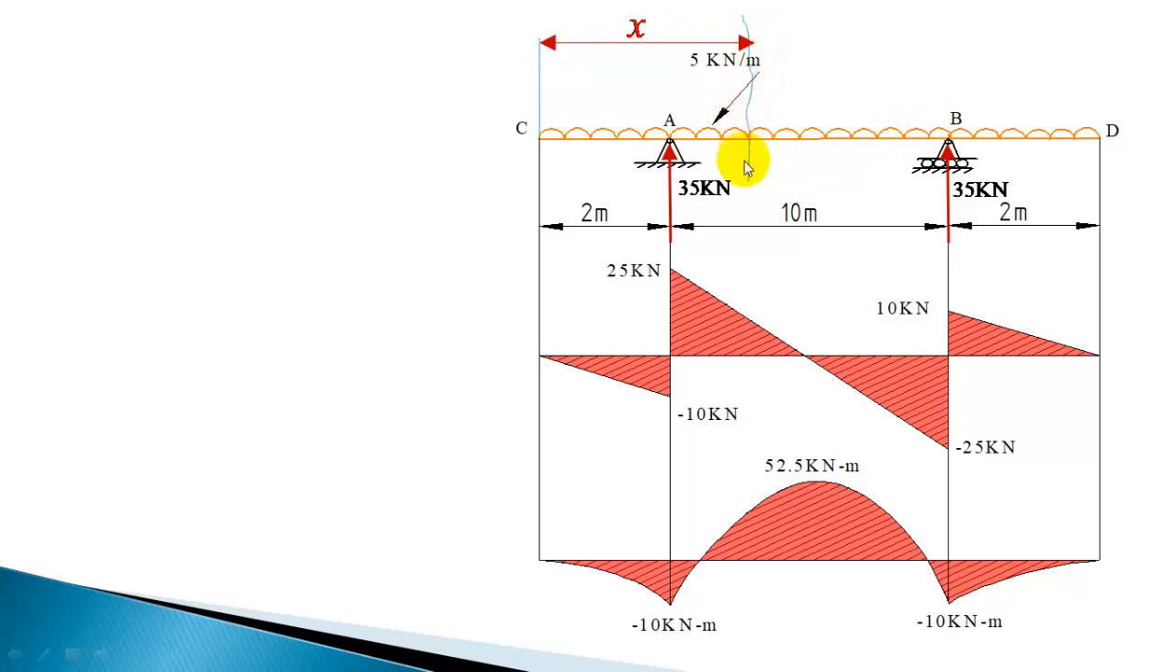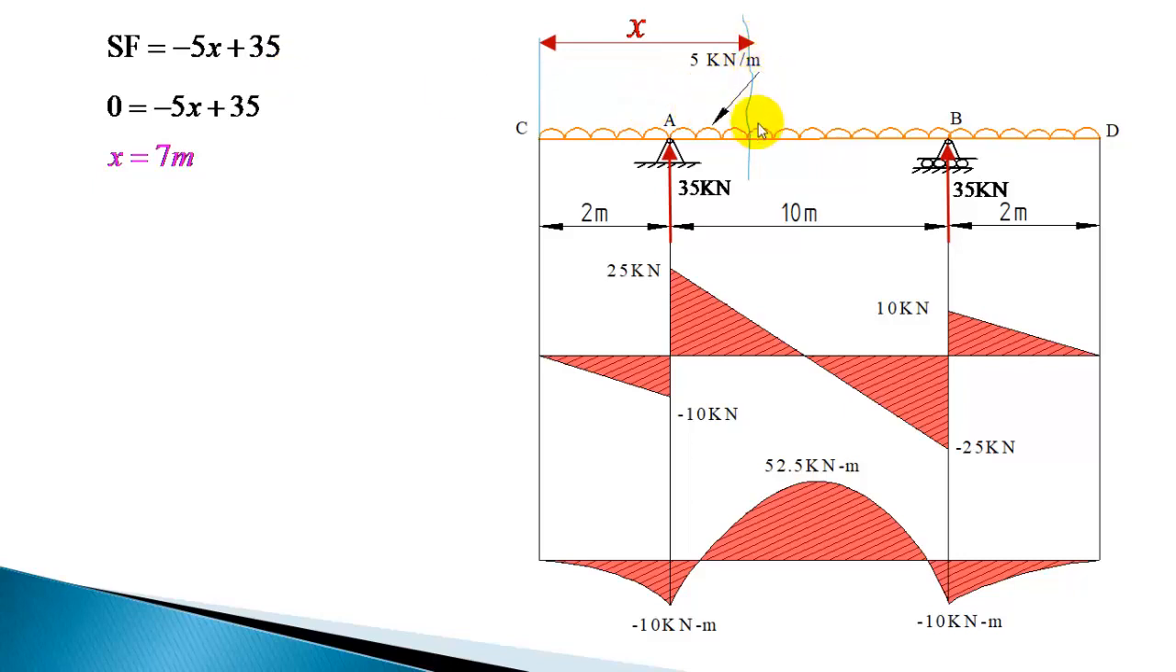So shear force for this section: two loads are there on the left side. One is the downward UDL and another one is the upward reaction. You will get the shear forces. So 5 kilonewton for every meter, so for x meter it is 5x. So the downward load is 5x, and that is a negative shear force, so minus 5x, and the reaction will produce a positive shear force, plus 35. So that is the shear force equation. Shear force equation is minus 5x plus 35.